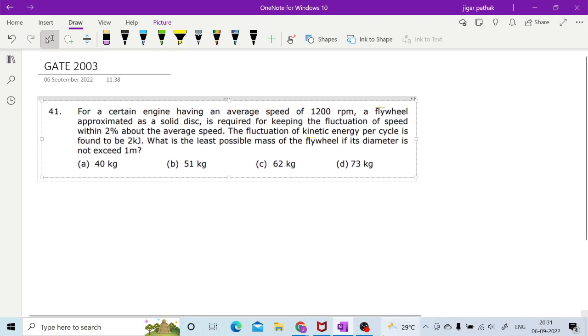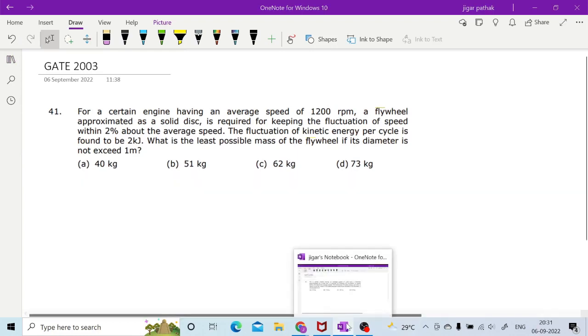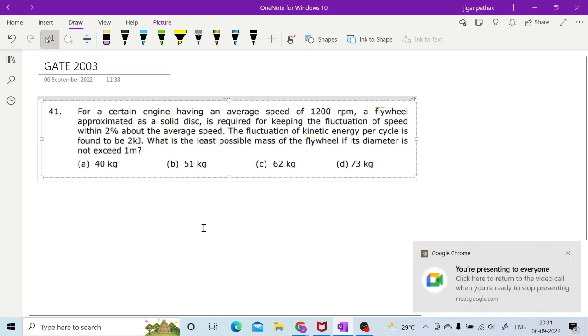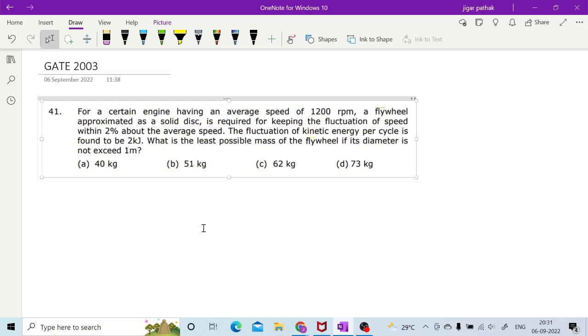If we go by the questions asked in GATE, this is the first question, as I have mentioned on the screen. For a certain engine having an average speed of 1200 rpm, a flywheel approximated as a solid disc is required for keeping the fluctuation of speed within 2% about the average speed. The fluctuation of kinetic energy per cycle is found to be 2 kilojoules. Now, what is the least possible mass of flywheel if its diameter is not to exceed 1 meter? Can you try this question by yourself, everyone?